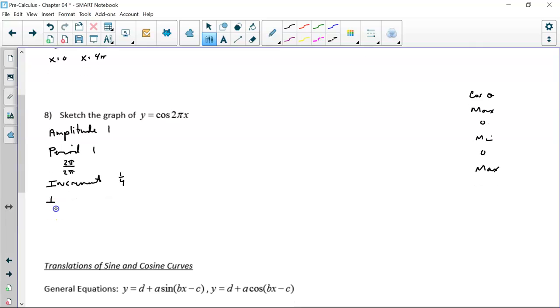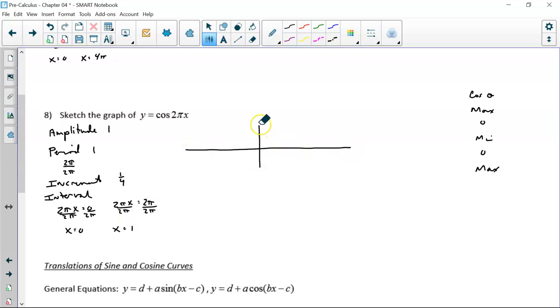And now our interval. That's going to be set 2 pi x equal to 0 and 2 pi x equal to 2 pi. Divide both sides by 2 pi. X equals 0. Divide both sides by 2 pi. X equals 1. So I know it seems weird, but this time our x-axis doesn't have pi's in it. And that's okay. Just listen to what the increment tells you. Sorry, interval goes from 0 to 1. That's the length of one period.